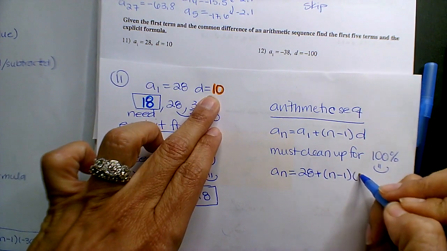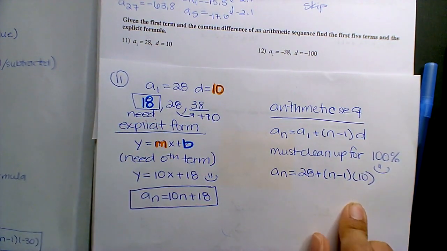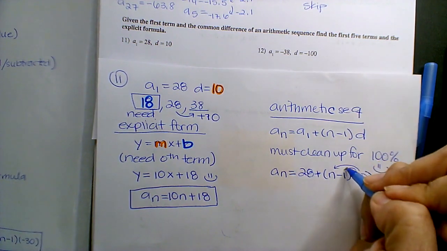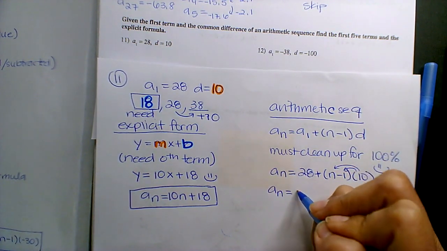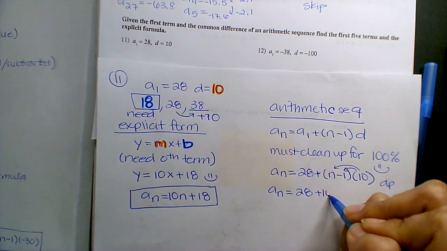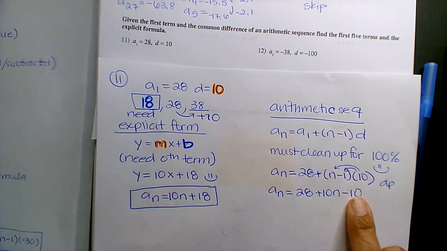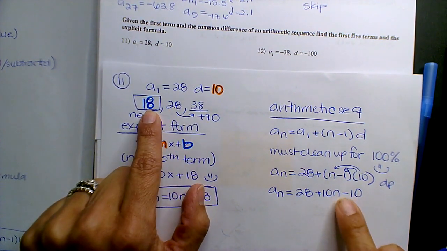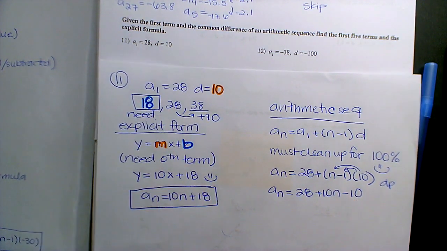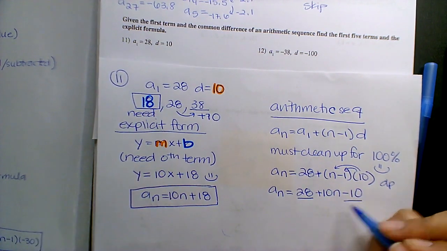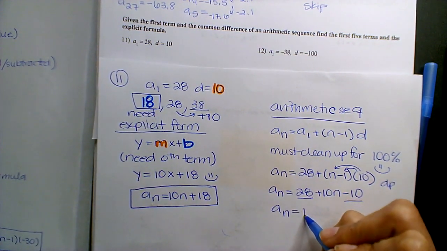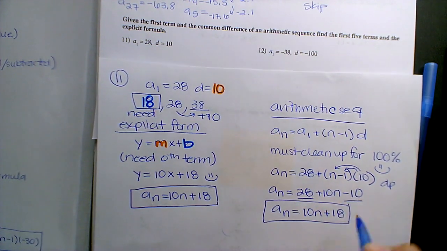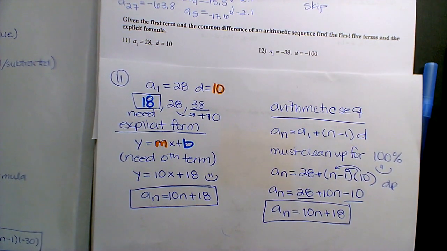My common difference is 10, and you just now simplify, which means I use the distributive property, I have to multiply that 10. So a sub n is 28 plus 10n minus 10. And so look, you're doing that anyways. You add 10, we subtract 10, and there's that 10 that we do in our heads here. And so there's your 10n plus 18. And you get the exact same explicit form.